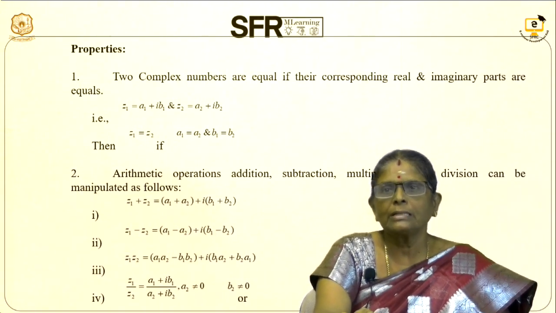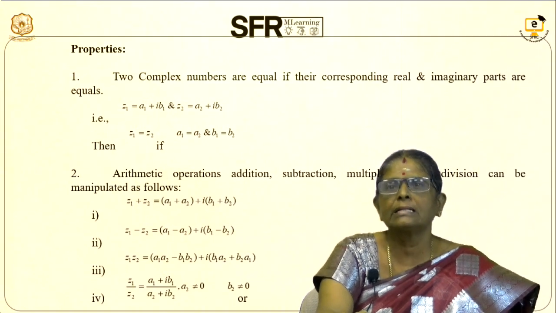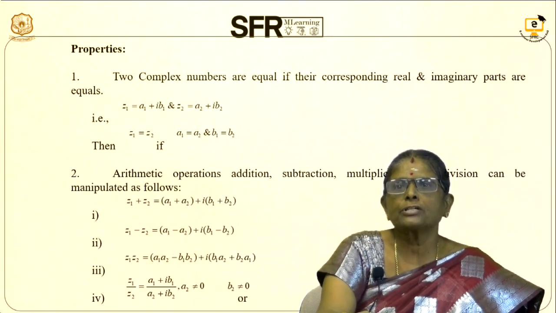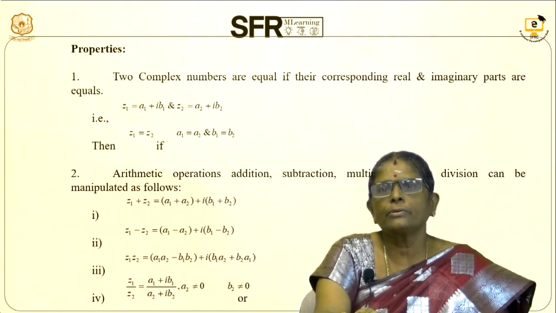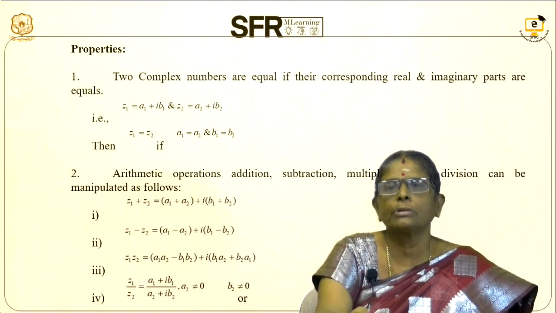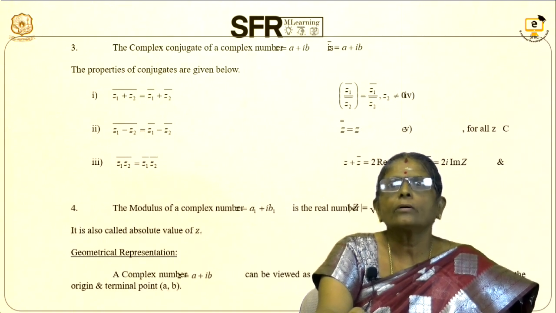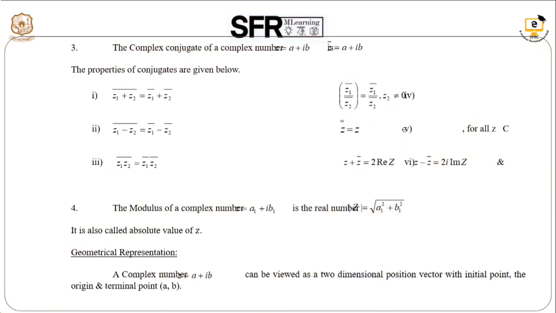And as usual, subtraction can also be done in the same way, and multiplication we can define using multiplication, and in addition the complex number z2 is not equal to 0. Then similarly, coming to the next definition, the complex conjugate of a complex number. It is denoted as a minus ib.